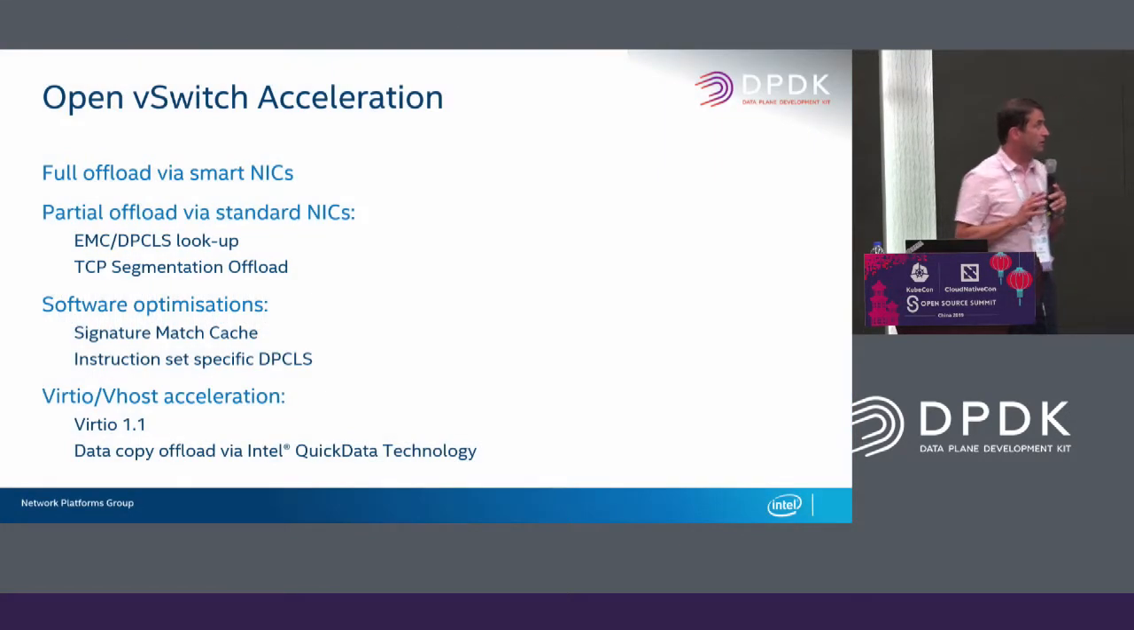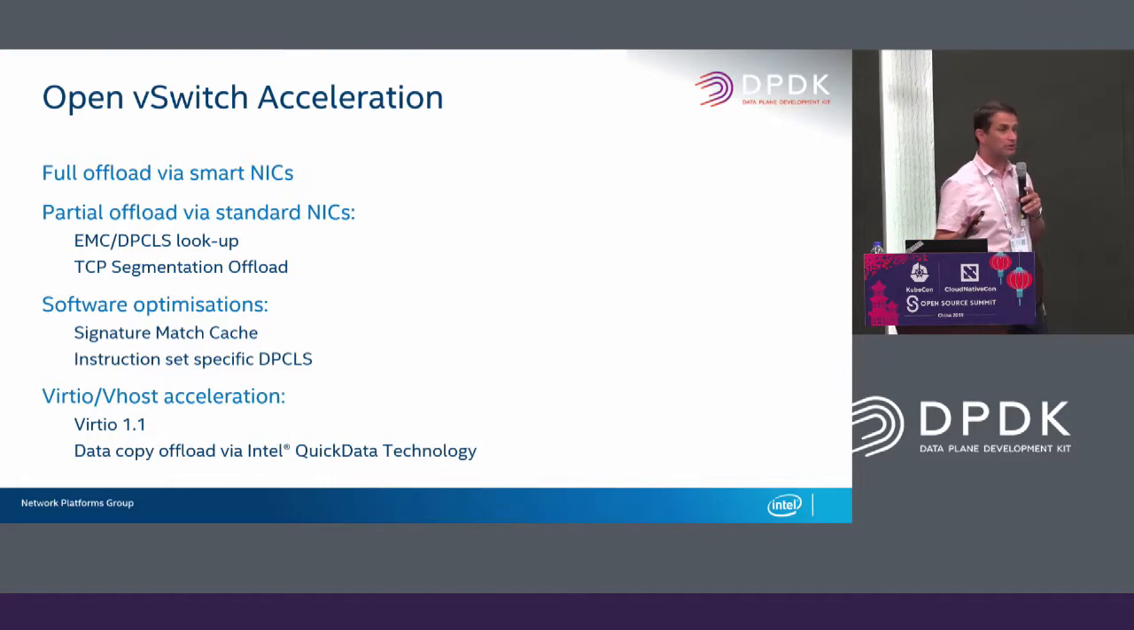There are various things that we've been looking at for vSwitch acceleration. And when I'm talking about vSwitch, we focus mostly on Open vSwitch, OVS. There are other vSwitches you can use, but the most commonly used one is OVS, so that's where most of our focus goes. You can obviously do a full offload via SmartNICs.